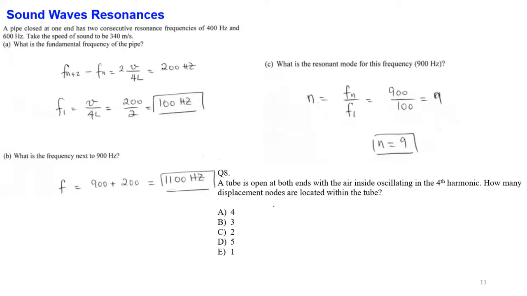So if you remember, I already told you that n, which is the number of nodes, which is the number of loops, is what here? I have 2 open ends. So this is the simplest. This is n is equal to 1. Here I have 1 node. How many antinodes do I have here? 2 antinodes, so AA. This is 1 node.